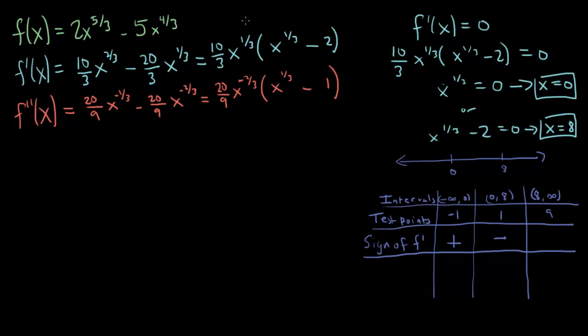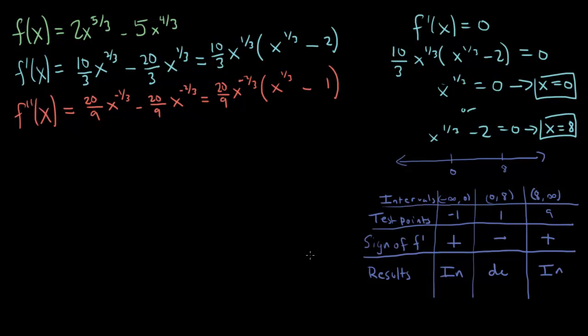But let's see here. What is the cube root of 9? So 9 raised to the 1/3 power. Oh, that is barely bigger than 2. It's 2.08, minus 2, so that's positive. So this is positive. Now what does that mean? That means we are increasing here, decreasing here, and increasing here.